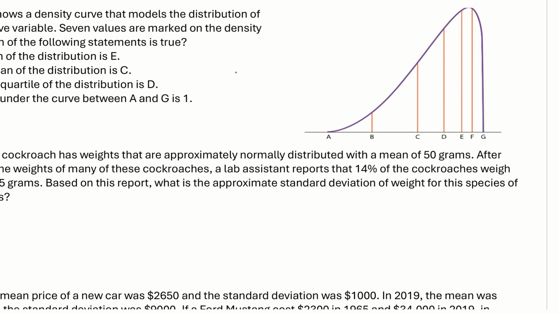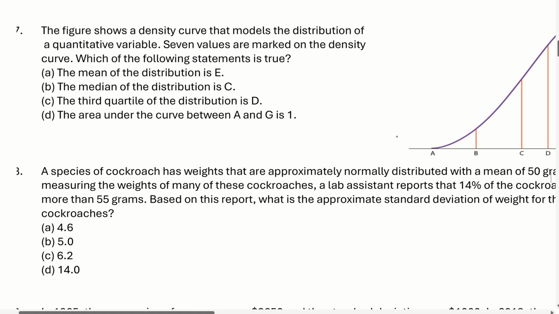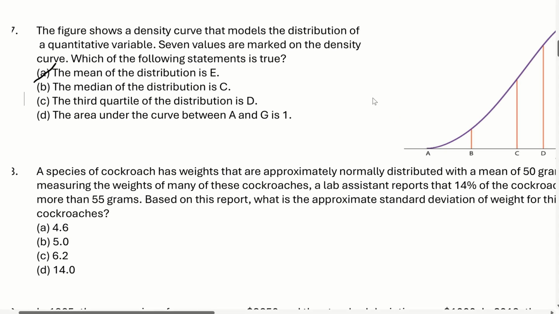Okay, so this is skewed to the left, which means that the mean is more likely to be on the left, closer to the tail that is the longest rather than the peak. So it's not likely that E is the mean, because E is too close to the hump, the peak here. It has to be closer to the tail. So it's not A. The median of the distribution is C.